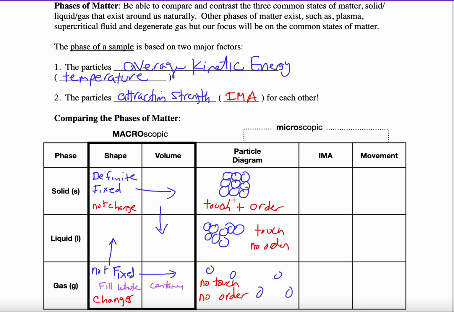And so because of how the particles relate to each other within the sample, we can relate this back to their attractions for each other, the IMAs. So IMA, that's the attractions. So solids, because their particles touch and are held within a type of order, or very organized, they have a definite fixed shape and volume. This would indicate that they have very strong attraction. So I'm going to write strongest.